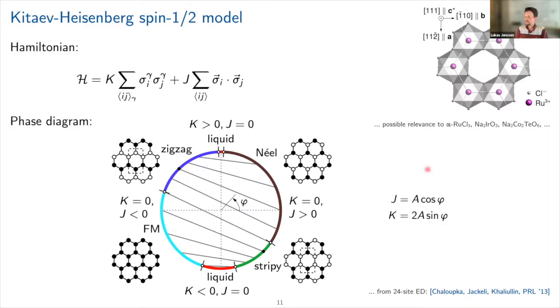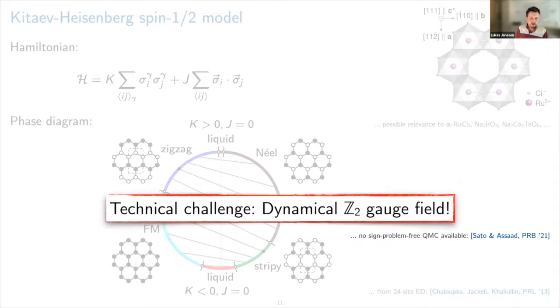And here you see that indeed you have direct transitions between this liquid phase and, for example, the Néel antiferromagnet, if you add a positive J. However, this is a phase diagram that has been computed by ED, and the reason being that there's actually no sign-problem-free quantum Monte Carlo available.